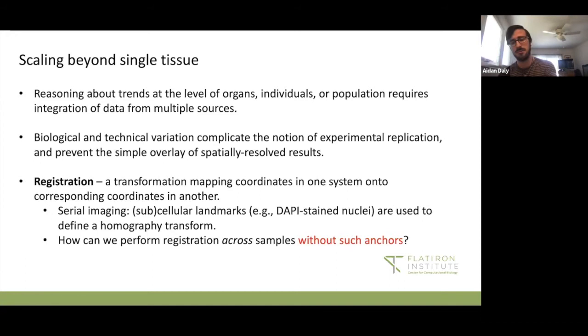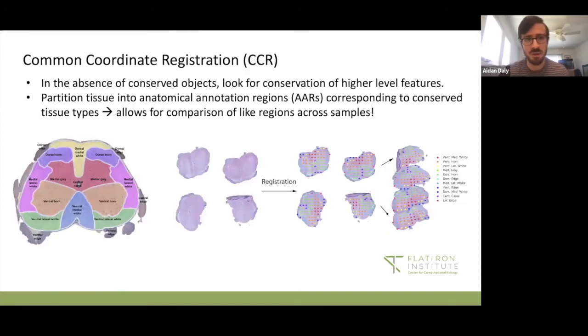So what do we do instead? Well, that's where common coordinate registration can help us. In the absence of a conserved object, we look instead for conservation of higher level features. So if we were to take a tissue, here we have a cross section of a mouse spinal cord, and we partition it into different anatomical regions. We have gray matter in the center and white matter around, but the positioning of the gray and white matter on the bilateral and dorsal-ventral axes change the tissue type that we expect there.